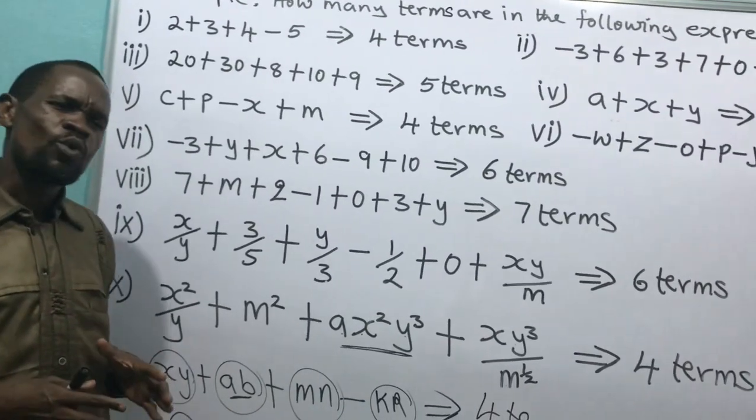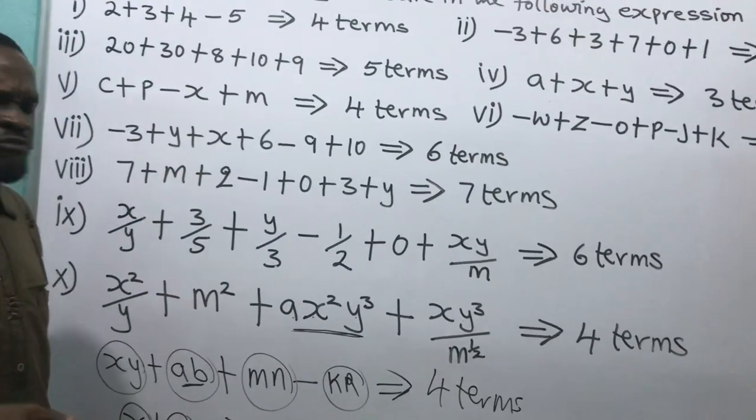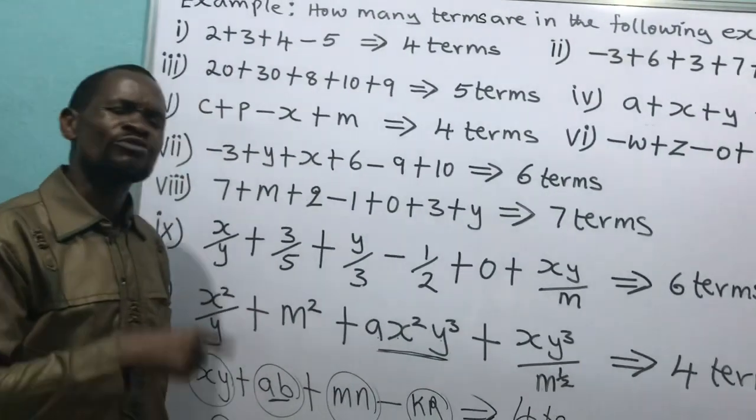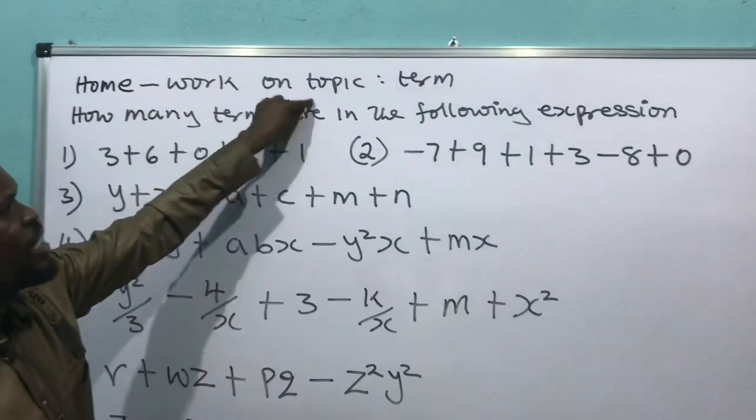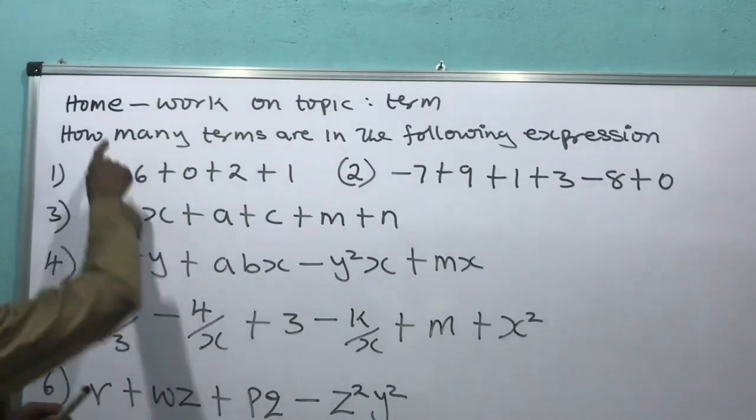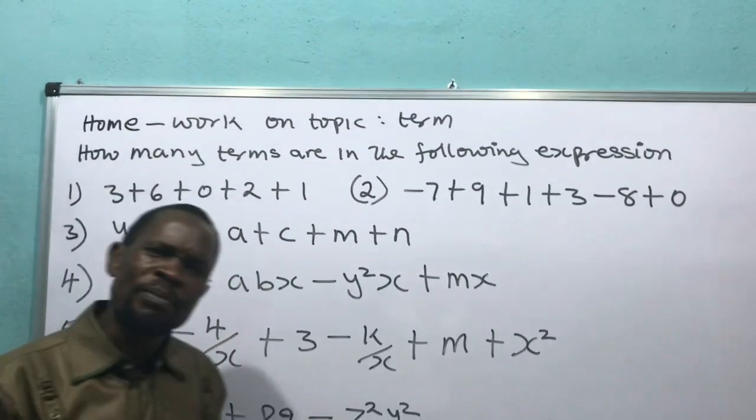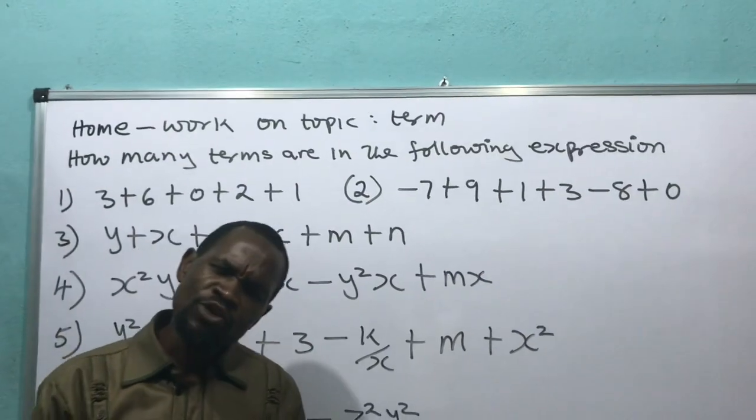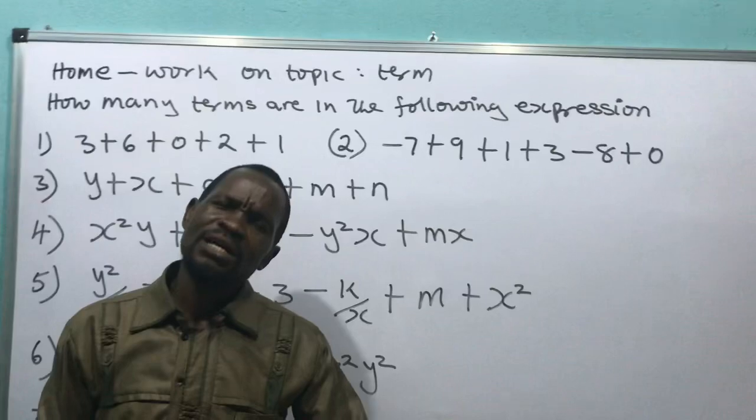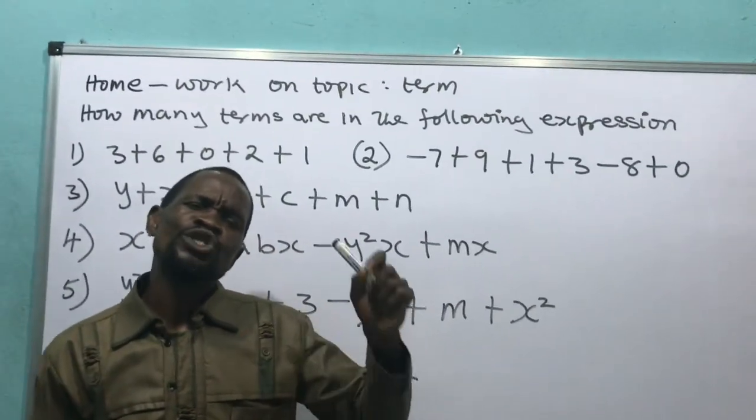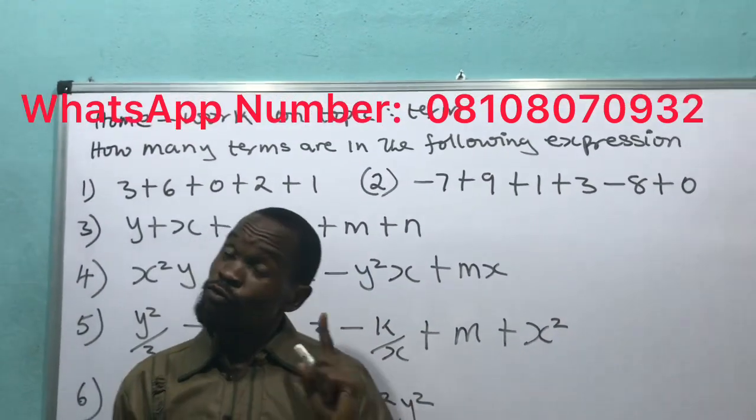Let's also go into what? Homework. This homework we are going to do, you have to do it and send it to us to mark it and send it back to you. So let's go to homework on the topic term. This homework has to be done by you. When you finish doing this homework, you have to snap the homework and send it to the number that you will see on the screen. Send it through WhatsApp, not for call.